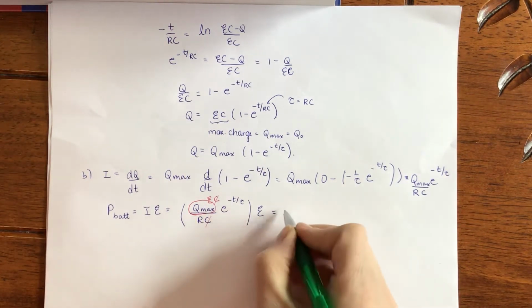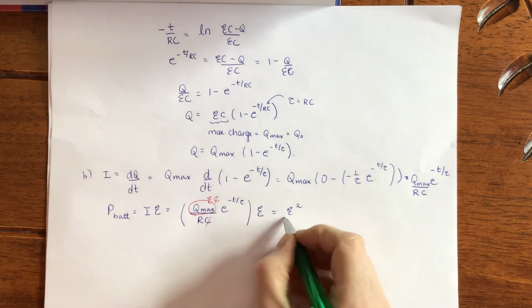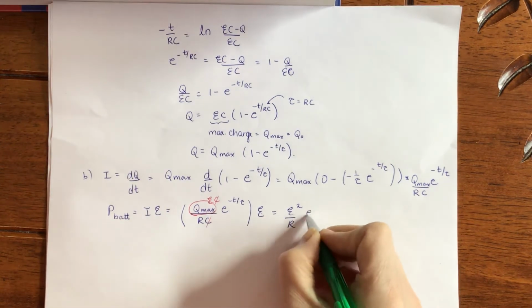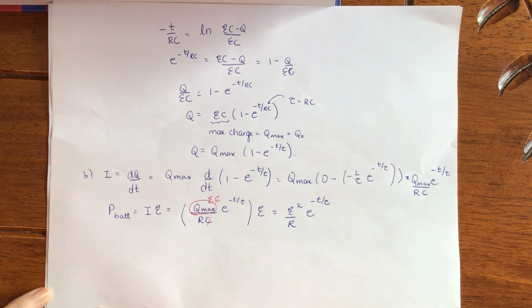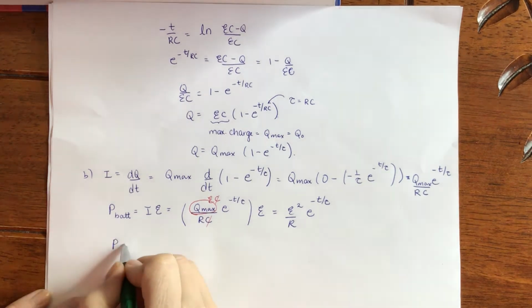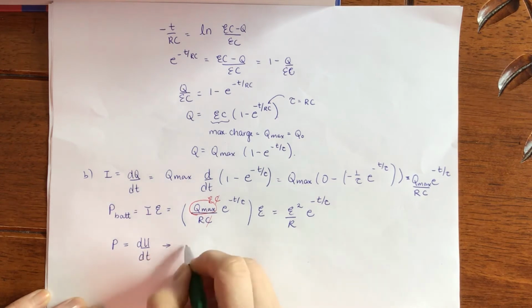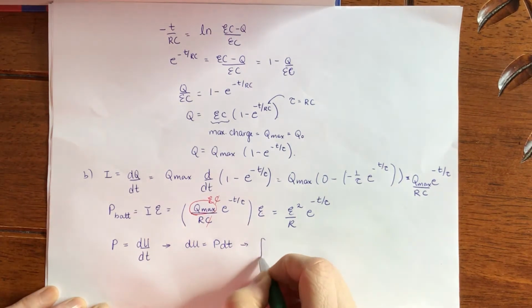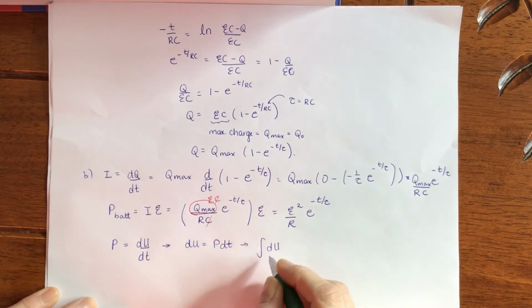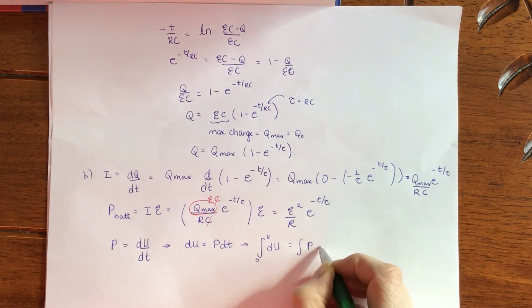So then that gives us epsilon squared. Epsilon times epsilon is epsilon squared. We've got our R in the denominator. Then we've got our exponent term. Okay, so there's the power of the battery supplied as a function of time. What's the total energy supplied by the battery? Well, let's remember that power is change in energy over change in time. So then change in energy is power times change in time. So then our total energy would be the integral of dU from 0 to U equals the integral of power over time.